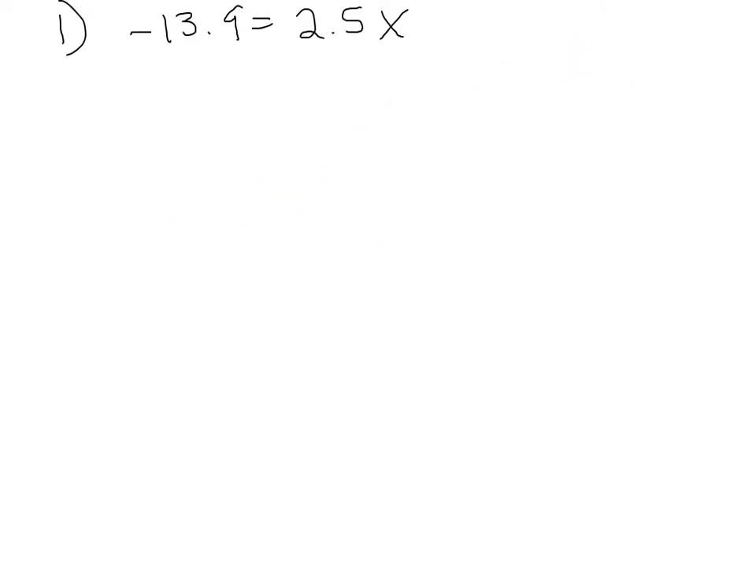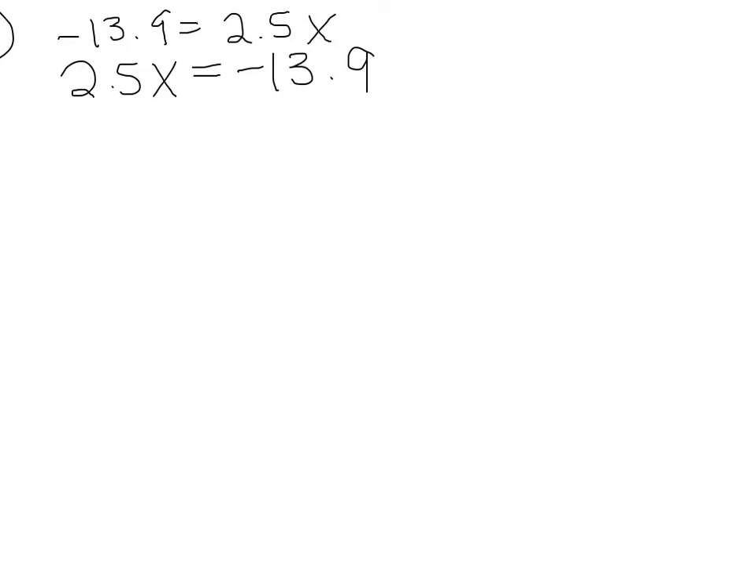Here's our first problem. We have negative 13.9 equals 2.5x. There are quite a few students and truthfully quite a few adults that aren't very comfortable having the variable on the right side of the equation. If you prefer to rewrite this problem using your symmetric property so that your x is on the left side, that is fine. So we get 2.5x equals negative 13.9. You certainly don't need to, but a lot of students and adults are more comfortable with the variable being on the left.